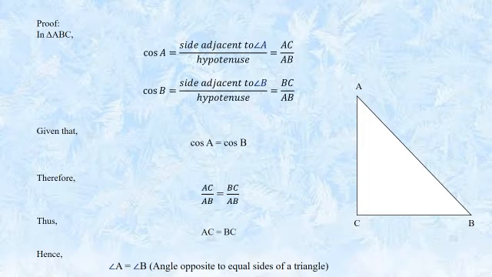Given that cos A is equal to cos B, substituting the value, we have AC by AB equal to BC by AB. Denominators are equal, the ratios are equal, so obviously the numerators are equal. Thus, AC equal to BC. Now, in a triangle, two sides are equal. So, hence, angle A equal to angle B because they are the angles opposite to equal sides of a triangle. Hence, we have proved the question.